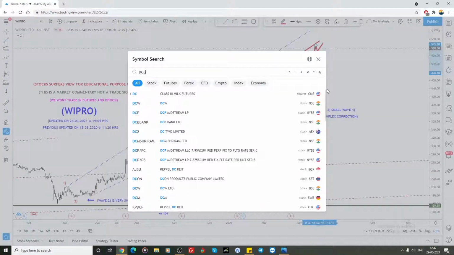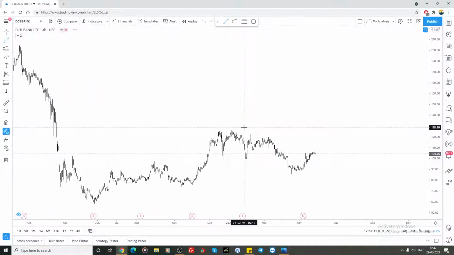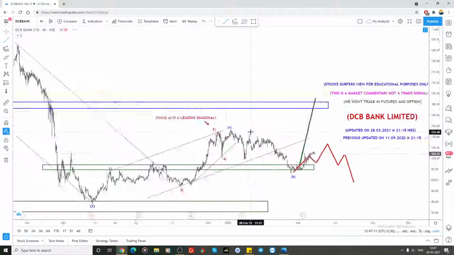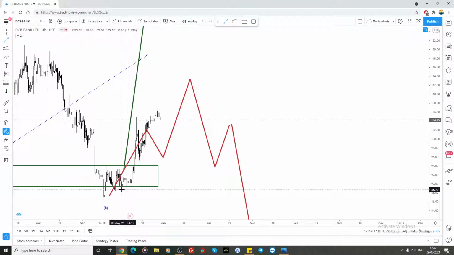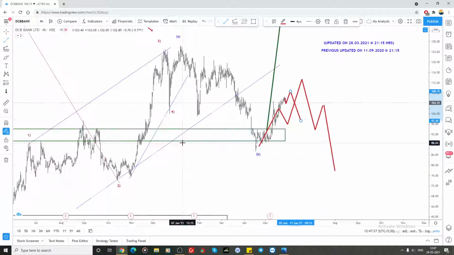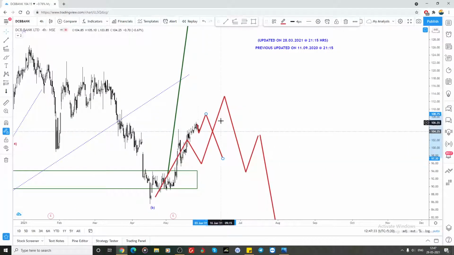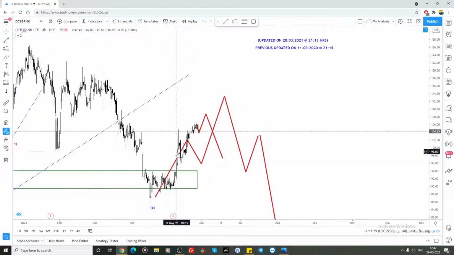So next, all bank sectors. So DCB Bank. No change here. The same thing. One, whether this is an A and this is the B is a triangle. So C 1, 2, so 3. After that it's a 4 and 5, and then again it may fall to the downside, or it is making one more from here itself. It is making an impulsive wave once again.